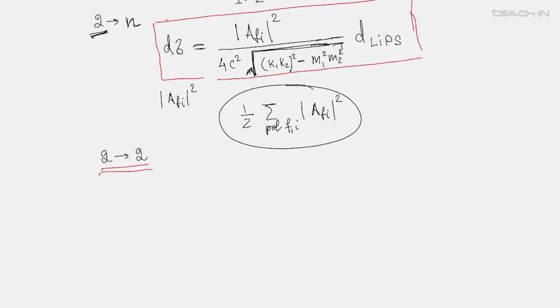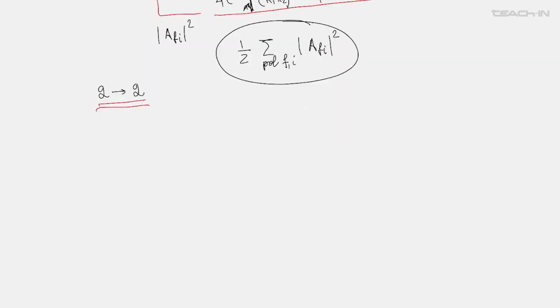So the simplest scattering event is 2 to 2. This is one of the most probabilistic scattering experiments, 2 to 2 scattering. To compute the corresponding cross-section, we assume that incoming and outgoing particles have momenta k1, k2, so incoming, and k3, k4, outgoing.